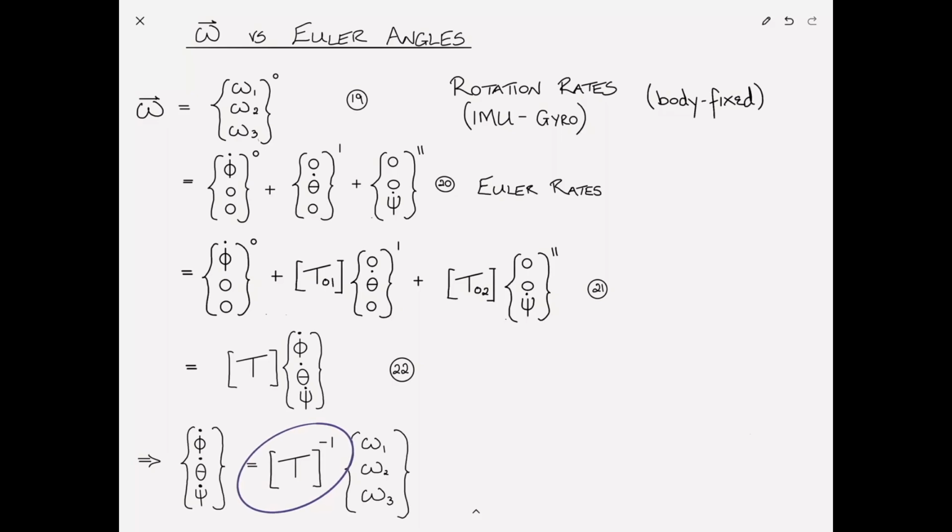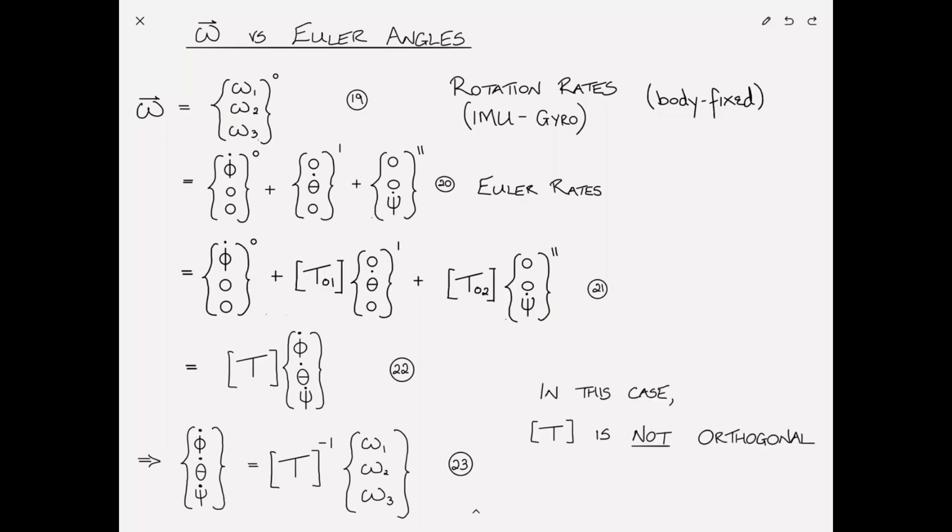Now let me ask you this. Is this inverse transform equal to the transpose? Can we take the transpose instead of the inverse? The answer is no. T is not orthogonal in this case because we didn't multiply these matrices together like we did before. When you multiply orthogonal transformations or orthogonal matrices, the result itself is an orthogonal matrix. But we didn't multiply these together. What we did is we actually multiplied it out and then collected coefficients to get to this form here. So in this case, T is not orthogonal, and therefore T inverse is not equal to T transpose.